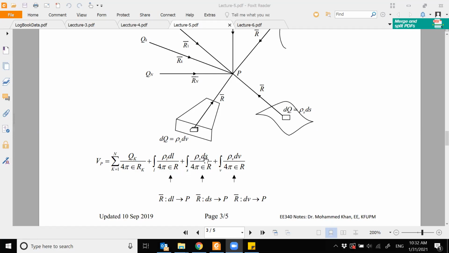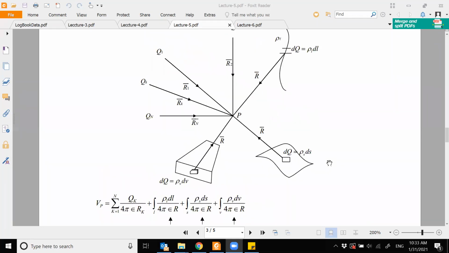And for a surface, it will be rho s ds, and for my volume, it is rho v dv. And remember, I'm putting r here, but these r are not the same. For the line case, r bar is from your elemental length to your point P. For the surface, r is from your elemental surface area to your point P. And for the volume, it is from your elemental volume to your point P. This is how you can find the potential due to various charges or charge distributions at an observation point P.